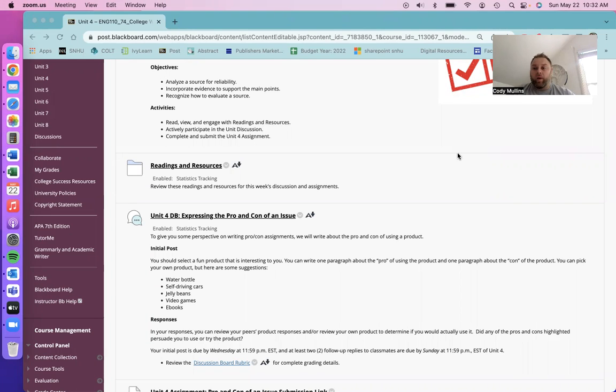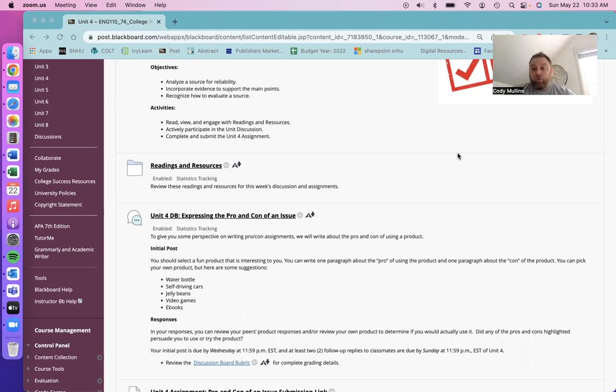This week, we are going to extend our use of sources that we began a couple weeks ago, and we're going to find two sources, and we're going to work on expressing the pro and the con of a specific issue. And we're going to do that in a couple different ways, a couple different activities. The first being our Unit 4 discussion board, which we'll talk about in a second. And the second being a 2-paragraph submission for the pros and cons of a specific issue.